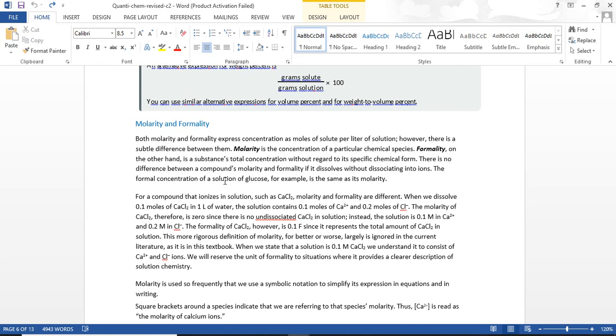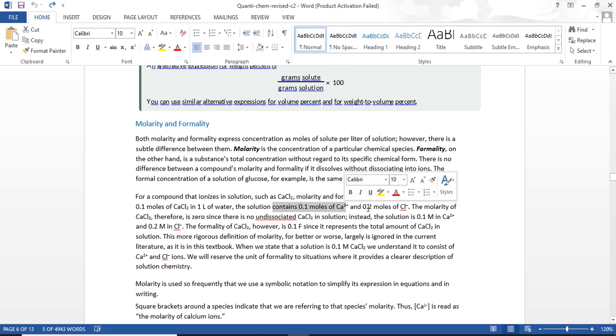When we dissolve 0.1 mole of CaCl2 in 1 liter of solution, the solution contains 0.1 mole of Ca and 0.2 mole of chlorine. This means the CaCl2 dissociated or dispersed into ions. The molarity of CaCl2 is therefore 0, since there is no CaCl2 remaining undissociated in your solution.